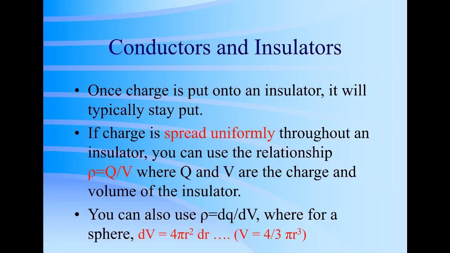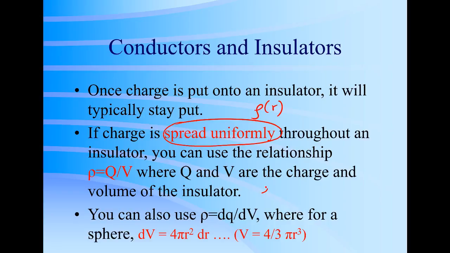If the charge is spread uniformly, then you can use the relationship rho equals Q over V. But this is only for an insulator. If you have a conductor, life is a little bit different. Q and V would be the charge and volume of the insulator, and it's very important to point out that this is only if charge is spread uniformly. If there's a charge distribution that goes as a function of r, then this simply isn't true, and we'll see how to deal with that later.